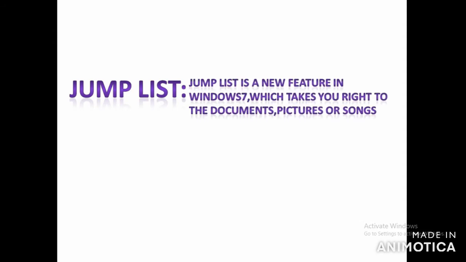Now let us come to the next topic, children, jump list. Let us see how we can create a jump list. Before we start the topic, let us know about jump list. Children, jump list is a new feature in Windows 7 which takes you right to the documents, pictures or songs. That means we can create a shortcut of the documents or the pictures. So let us start.